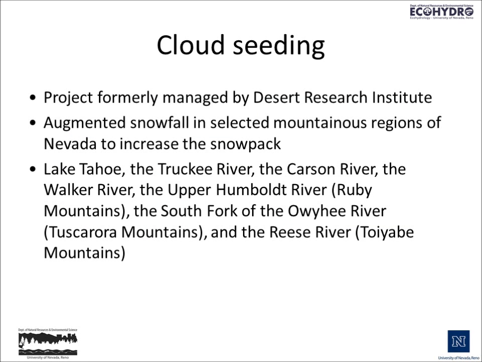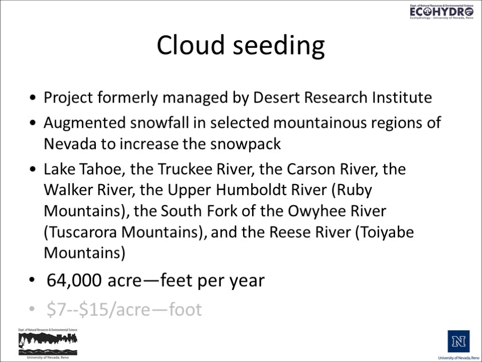So cloud seeding is a project that was formerly managed by the Desert Research Institute. It augmented snowfall in selected regions of Nevada to increase the snowpack. They included Lake Tahoe, the Truckee River, the Carson River, the Walker River, the Upper Humboldt River, the South Fork of the Owyhee River, and the Reese River. They produced approximately 64,000 acre-feet per year, and that was at a cost of about $7 to $15 per acre-foot.